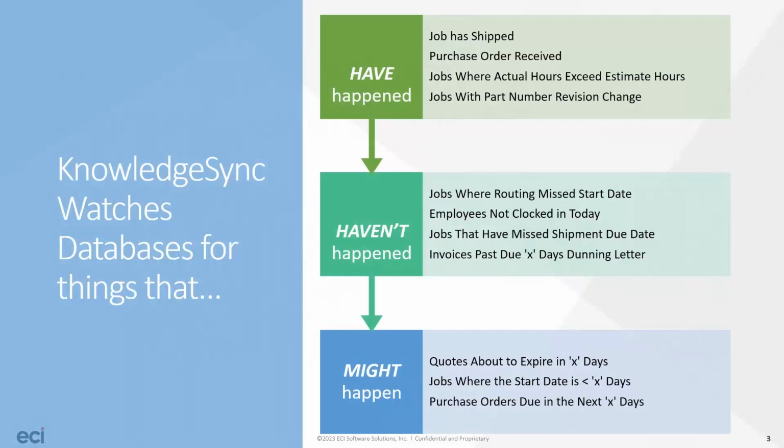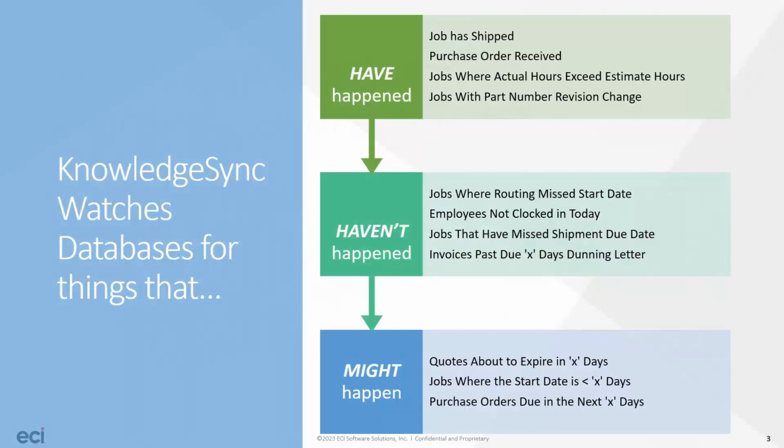KnowledgeSync watches your data and it says, all right, I want to know about things that have happened. Things that have happened might be that you want to be alerted when an order goes into the system, when a job shipped, when a purchase order is received. You might want to know about things that haven't happened. We didn't start working on a job when we were supposed to. We missed shipping that job. We didn't get paid by our customer.